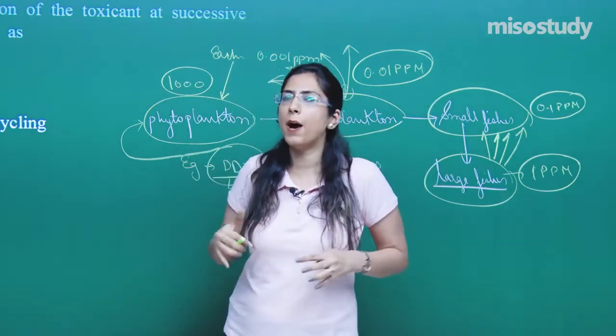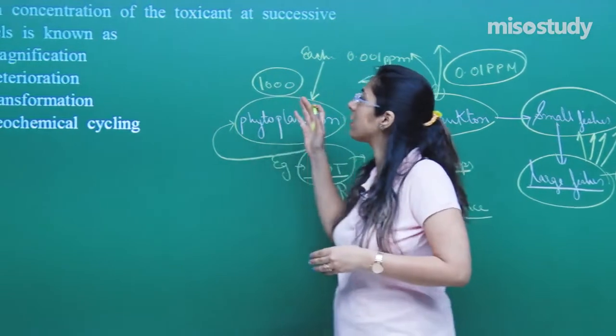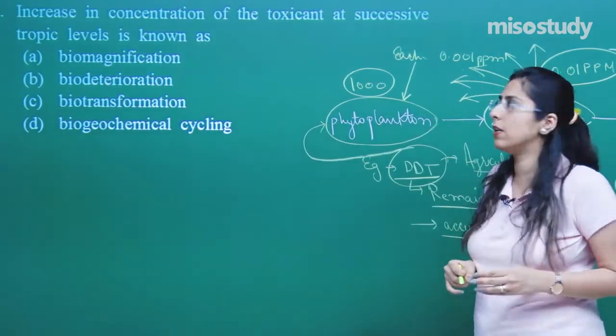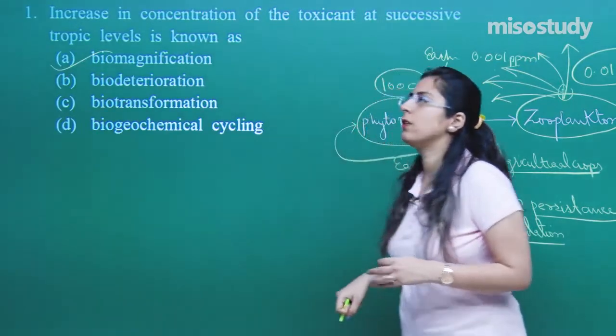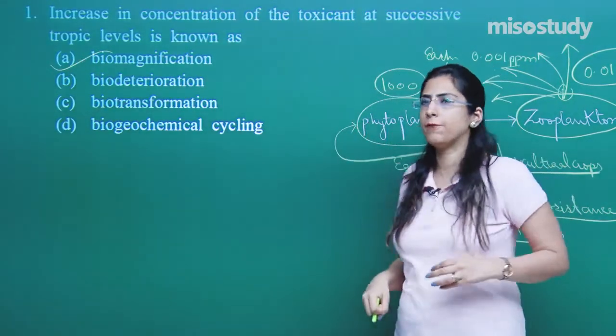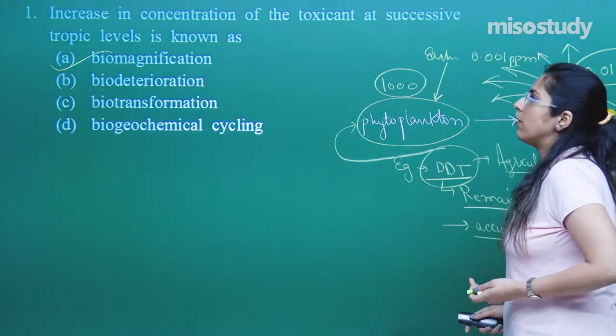This is called biomagnification. That means increase in the concentration of toxicant at the successive trophic level is called biomagnification. So the correct option in question number 1 is the first, biomagnification. Now let's talk about the next question.